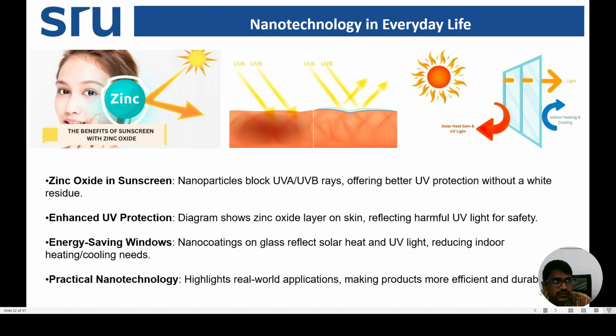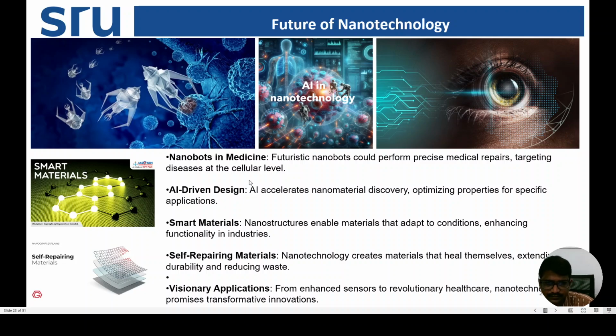Okay, in our daily life. So zinc oxide in sunscreens will protect from UV rays, and energy saving windows. So you can see many applications of nanotechnology in our daily life, particularly in blocking UV rays, and also self-cleaning glasses. For example, if you coat nanomaterial on outside surfaces, what will happen? The dust automatically slides down. Okay, self-cleaning glasses, right?